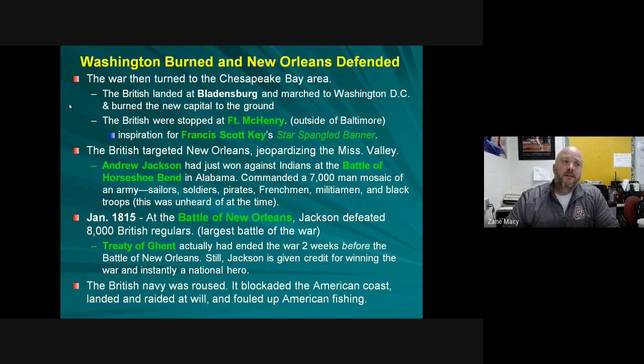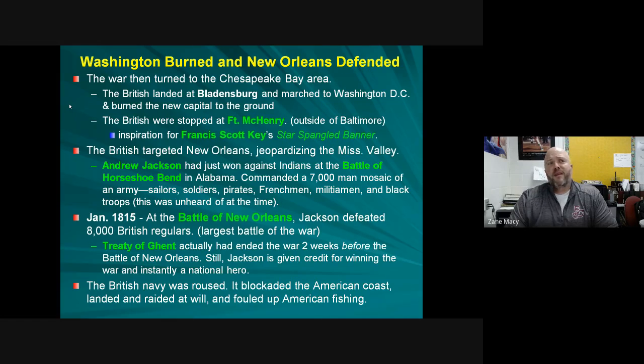Andrew Jackson, who had been commanding troops in the South, was born in Tennessee. He, again, just like William Henry Harrison, had a reputation as an Indian fighter. He had shortly before just won a major battle against natives at the Battle of Horseshoe Bend in Alabama. And when they get word that the British are moving on New Orleans, he moves an army of about 7,000 troops, and this was a ragtag bunch.